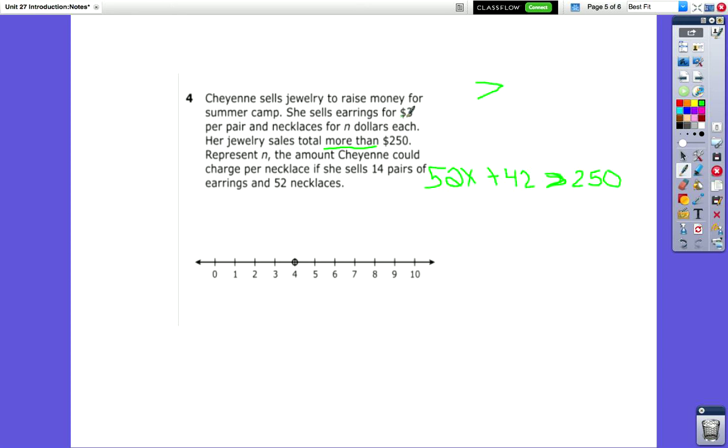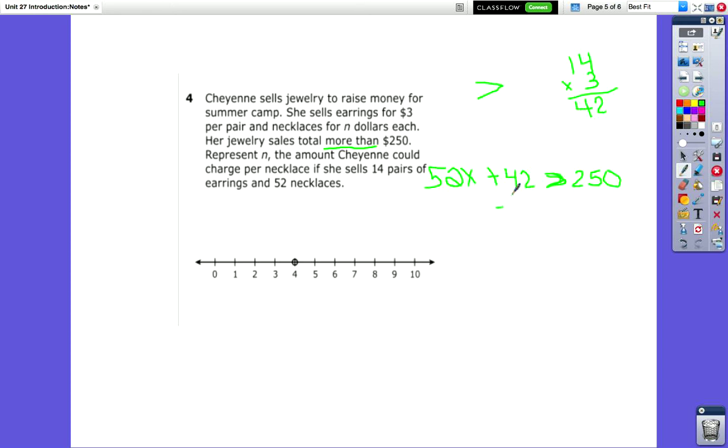42. So she sells earrings for $3 per pair and necklaces for N dollars each. Her jewelry sales total more than $250. This 42 is coming from the earrings. So if we had 14 pairs of earrings for $3 each, 14 pairs of earrings times $3 each, that gives us 42. So she made $42 on earrings. This is the earrings and this is our necklace.